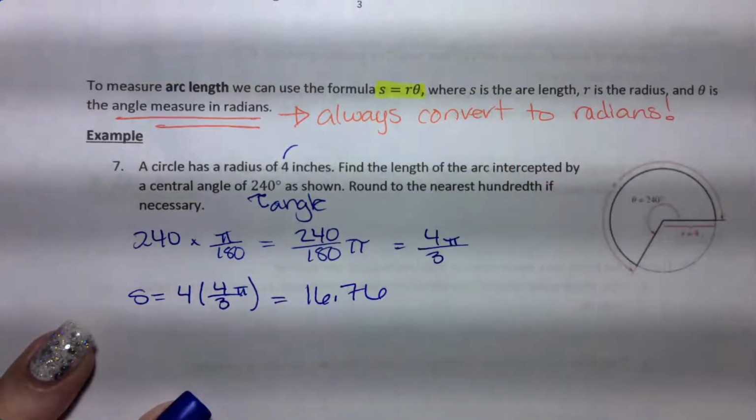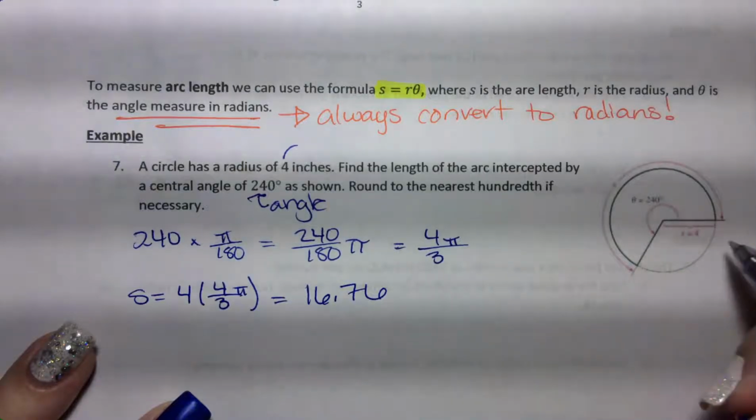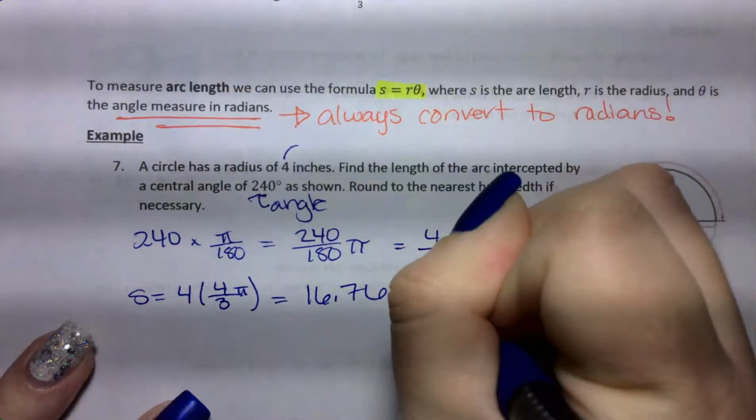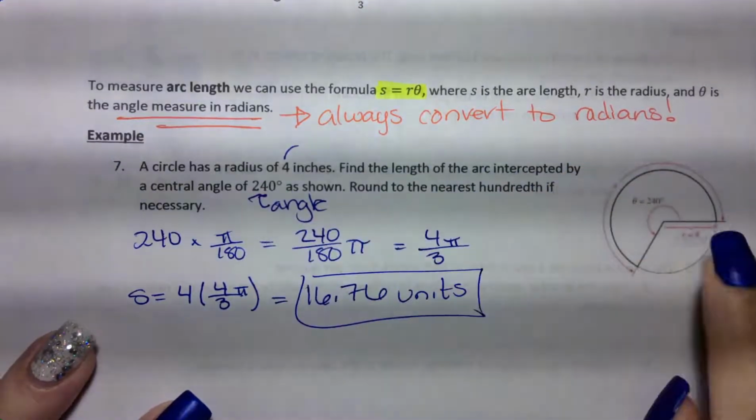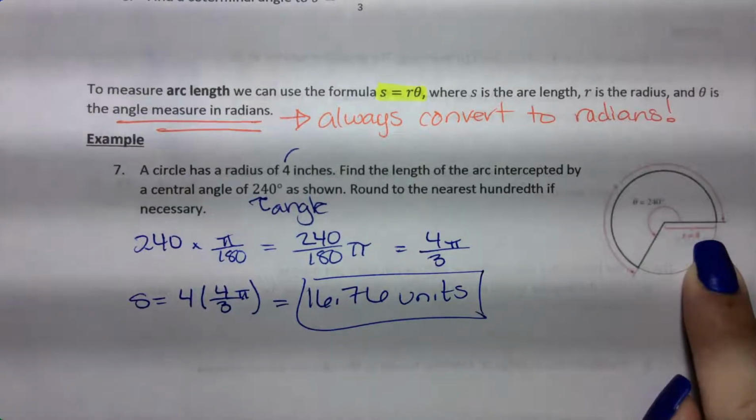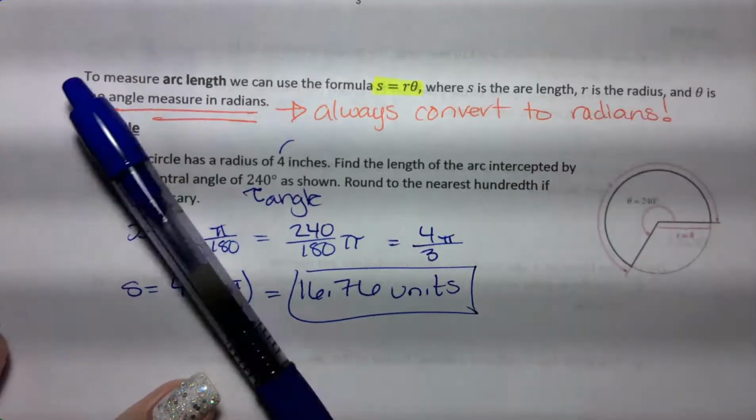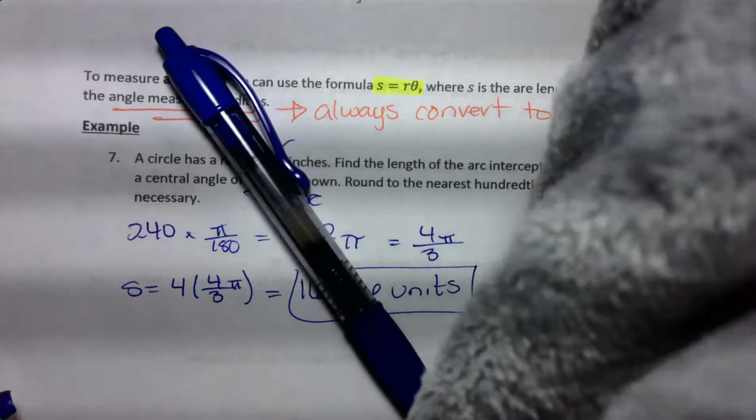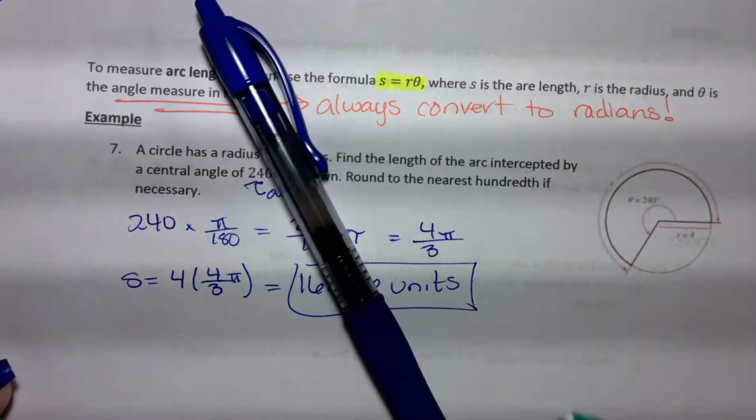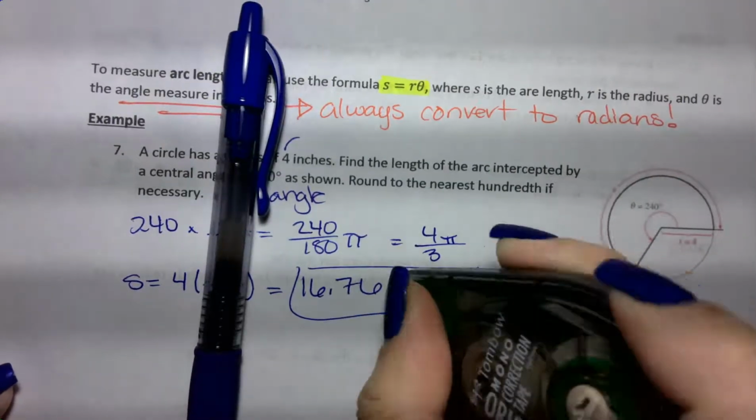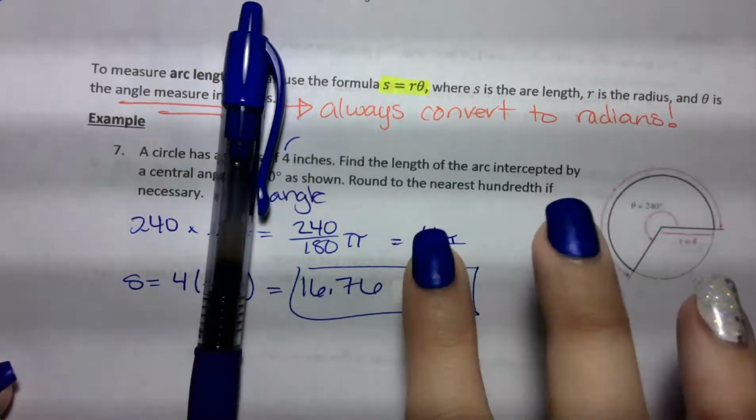And this was measured in, doesn't say, units. Usually if I had a unit on my radius, oh, it did say. It told me in the problem it was inches. So whatever my units are for my radius will be my units for my arc length.